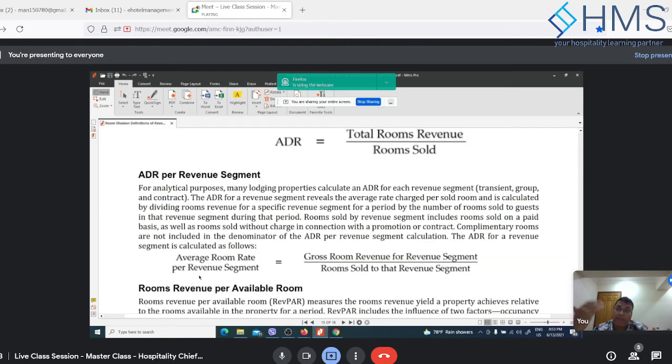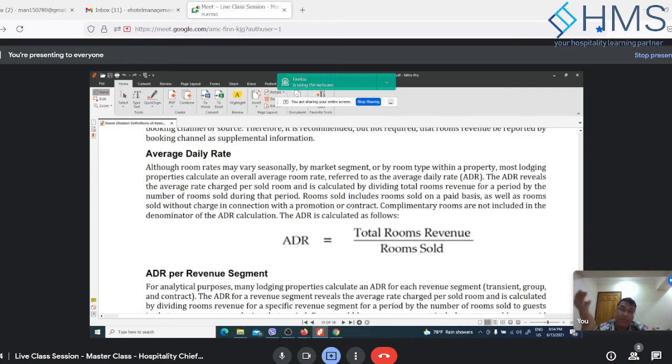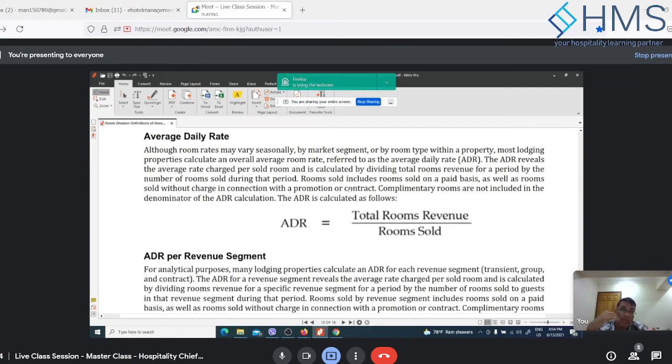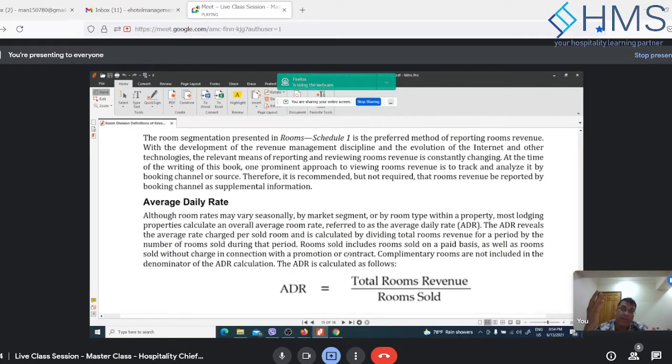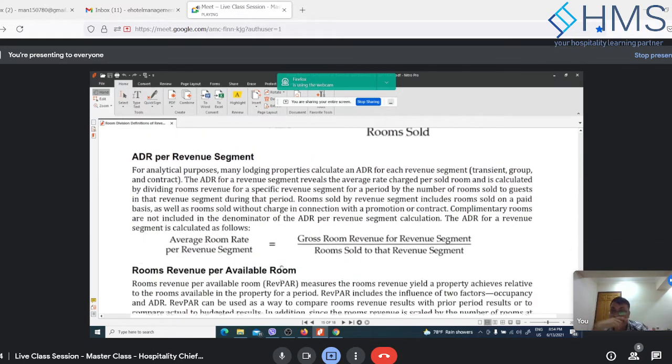So you understand these terms, right? The ADR is calculated as total room revenue divided by rooms sold. Here, rooms sold is only the actual rooms sold, meaning the paying rooms sold, not the complimentary rooms sold. So complimentary rooms are not included in the calculation of any occupancy statistics or ADR statistics for official purposes.